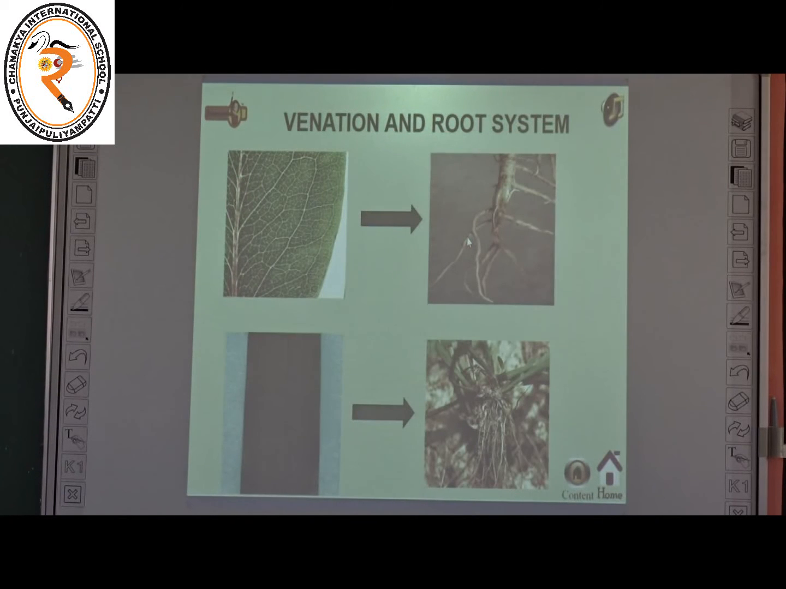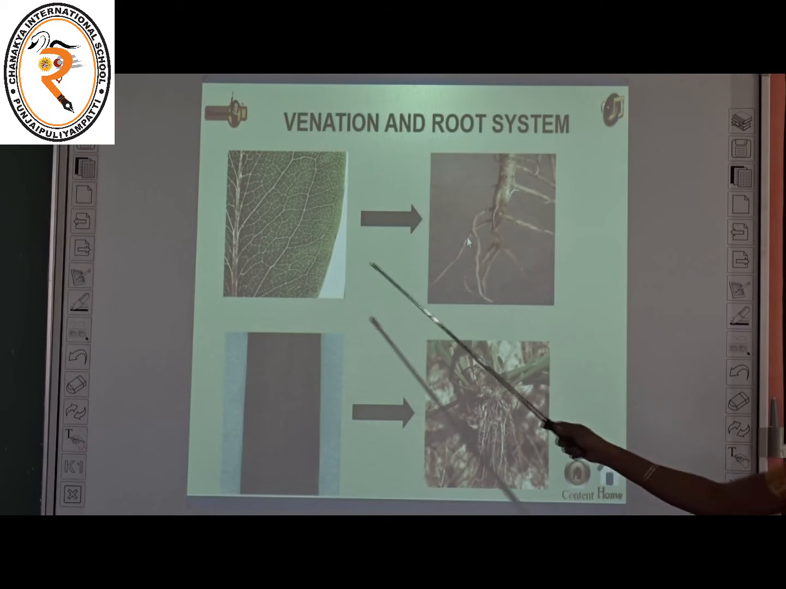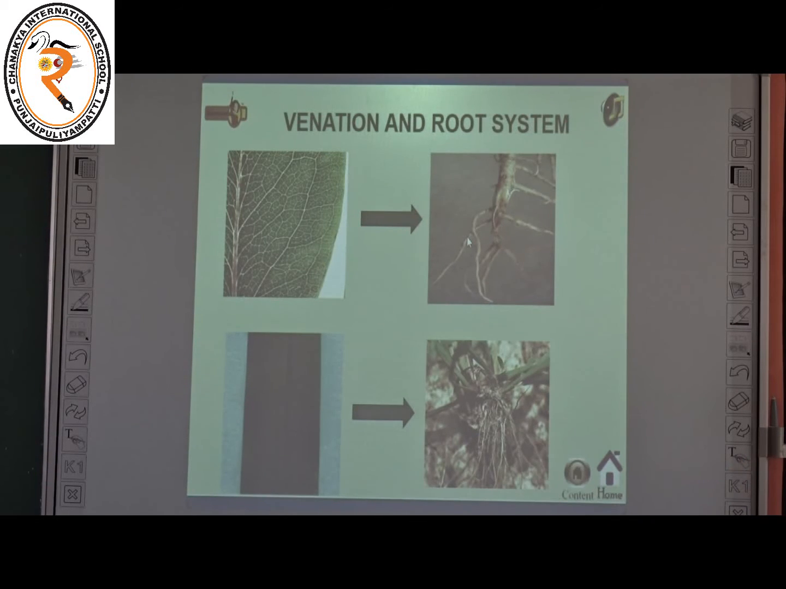Venation and root system. See, in general, what is the type of root is this? It is a taproot and fibrous. It is fibrous root. Okay. In general, a taproot have reticulate venation. That is, the veins are arranged in the form of network. And fibrous roots have a parallel venation. In this, the veins are arranged parallelly. Okay. The next one.